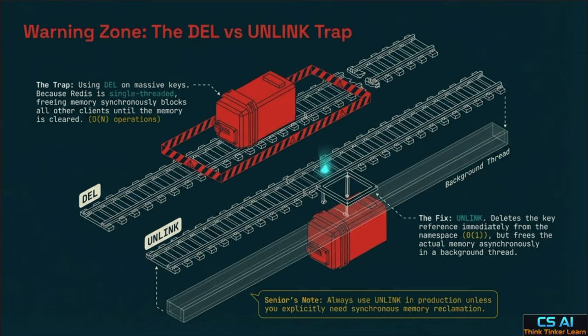A major trap for the unwary is the DEL versus UNLINK command. Because Redis is single-threaded, if you try to delete a massive key with millions of elements, you will freeze the entire server while it reclaims that memory. The fix is UNLINK. It deletes the key reference immediately in O(1) and then frees the actual memory in a background thread. Always use UNLINK in production unless you have a very specific need for synchronous memory reclamation.